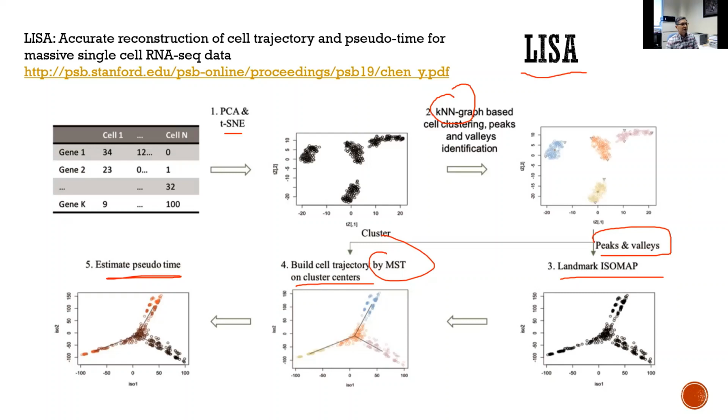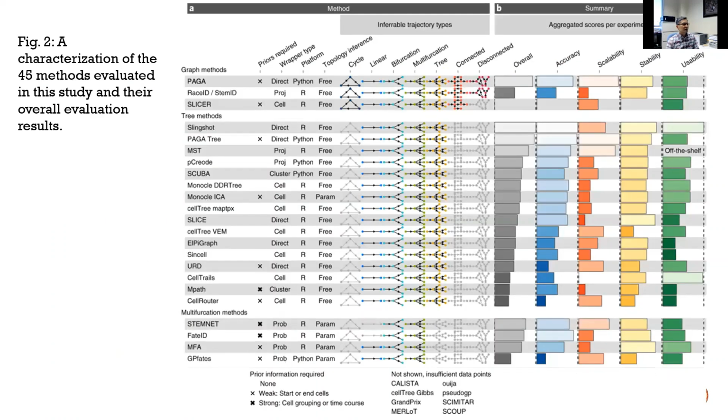Okay, so I have mentioned a couple of these commonly used or less commonly used trajectory analysis software tools. We really have a lot of them. In this table, you see each row is one pseudotime or trajectory analysis method that has been published. And this review paper actually collected 45 different methods and compared their performance to give you an overall evaluation.